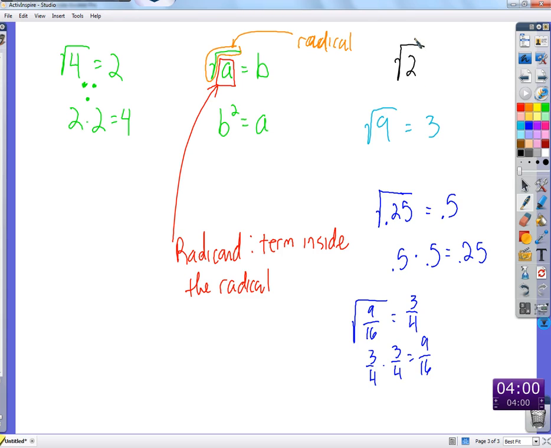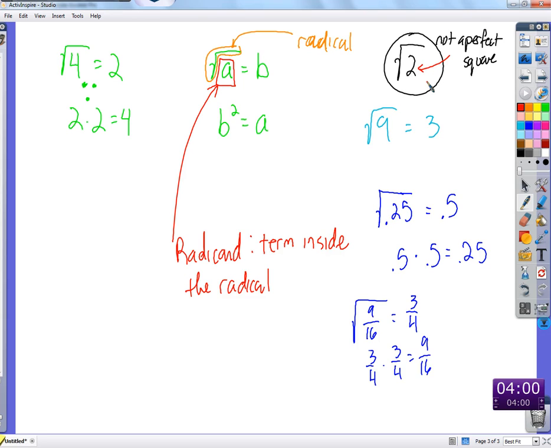It turns out, we'll talk about them later, but 2 is not a perfect square. 9 is a perfect square because there's a whole number out there, an integer, that multiplies by itself to get 9. So perfect squares are 4, 9, 16, 25, all those guys that are 2 times 2, 3 times 3, 4 times 4, 5 times 5. Those are perfect squares.